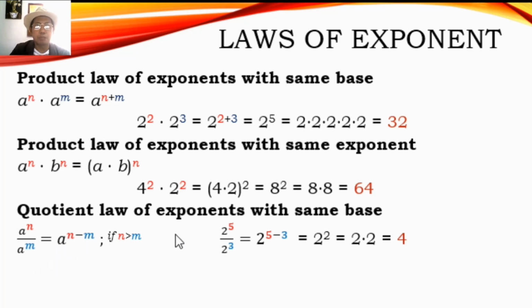To understand this more, I have in here 2 raised to 5 over 2 raised to 3. You notice that my exponent in the numerator is greater than the exponent in the denominator. So how would I solve this one? I would copy the base and say 5 minus 3. And so it will give you 2 raised to the second power, which is the same as 4.